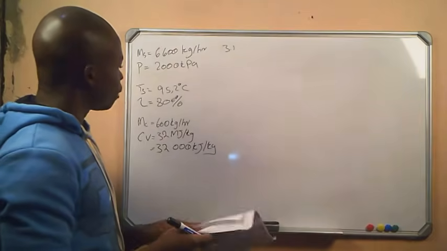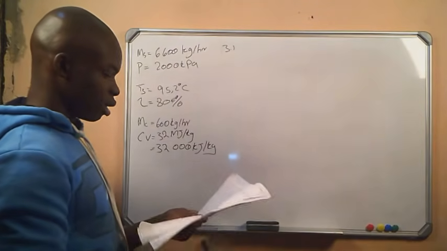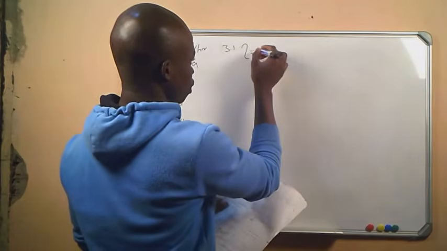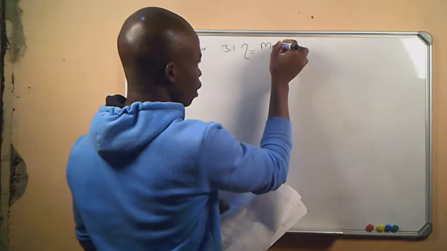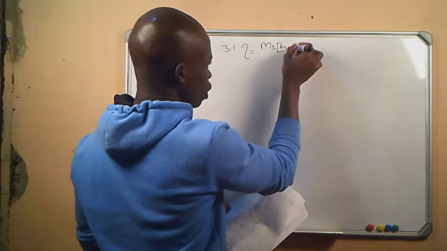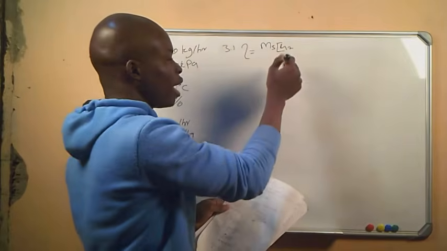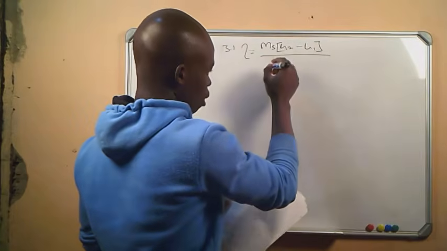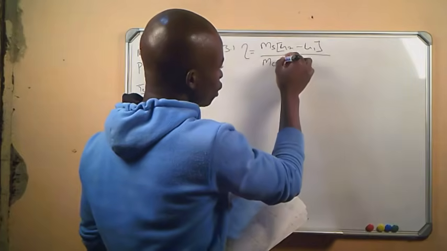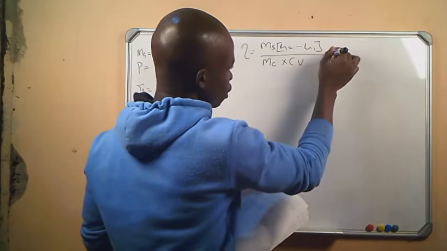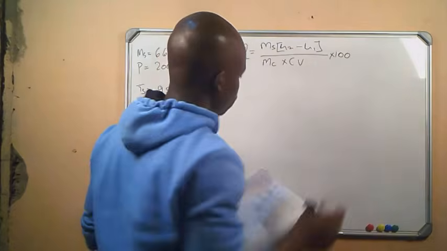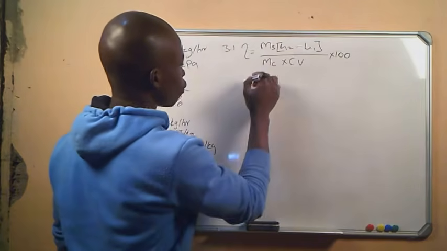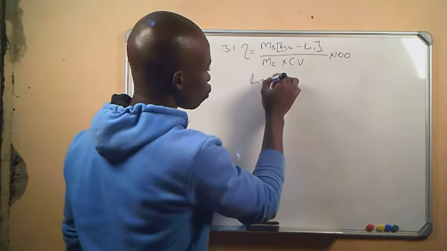The enthalpy of steam, we will be using this formula. Efficiency is equal to M, that's the mass of steam, times H2. This is what we are looking for. H2, the enthalpy of steam, minus H1, divided by mass of coal times the calorific value, times 100. So what we are looking for, we are looking for H2 from here.